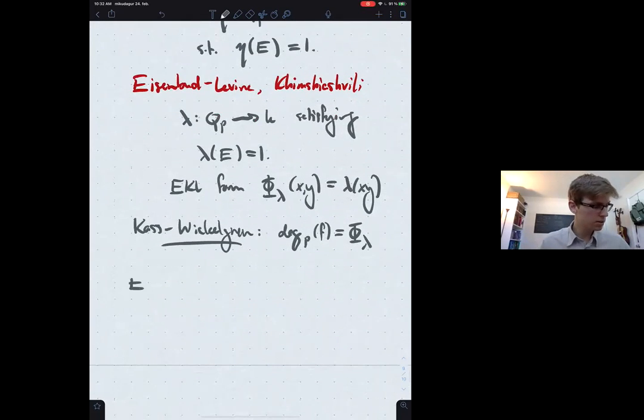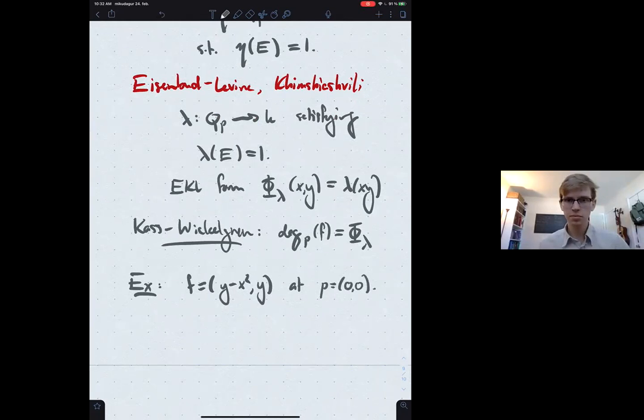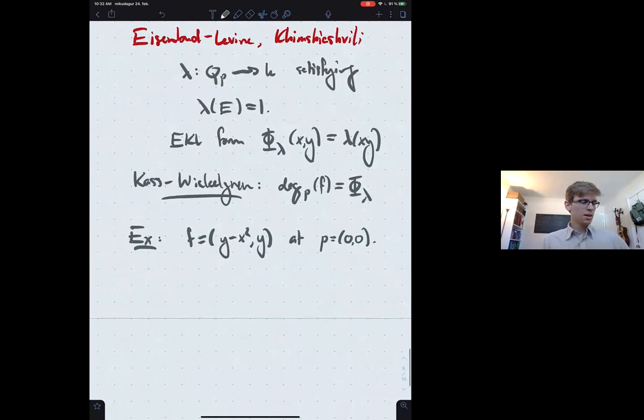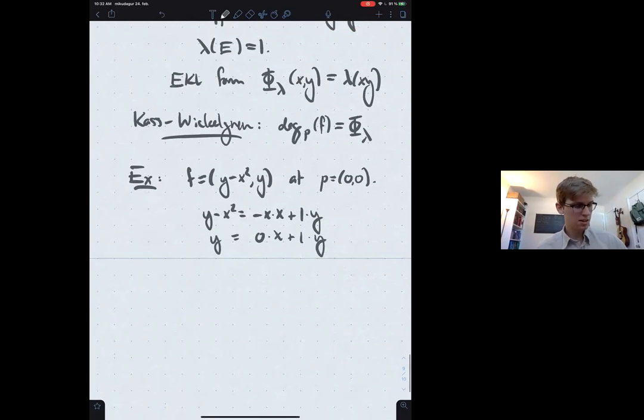So a quick example of this. Let's take f to be y minus x squared, y at the origin. Chasing this through, y minus x squared is minus x times (x) plus 1 times (y). y is 0 times (x) plus 1 times (y). And so I compute the determinant of minus x, 0, 1, 1. This is minus x.